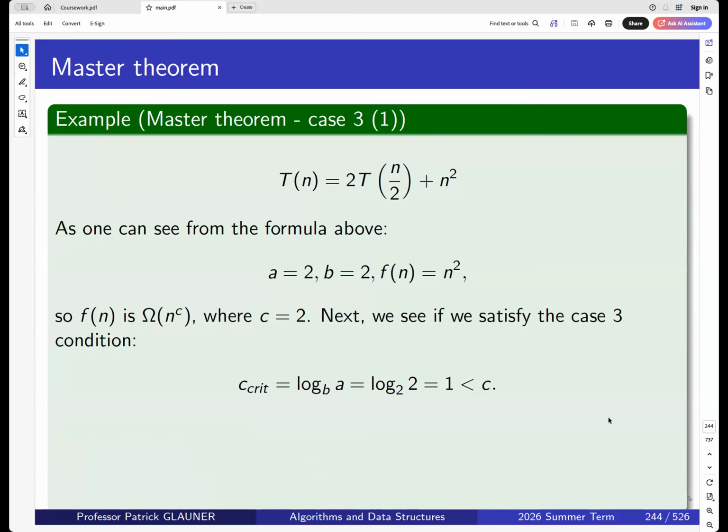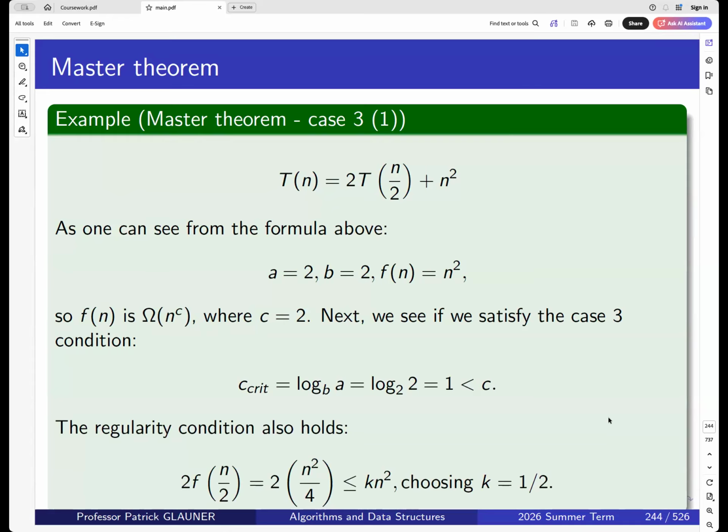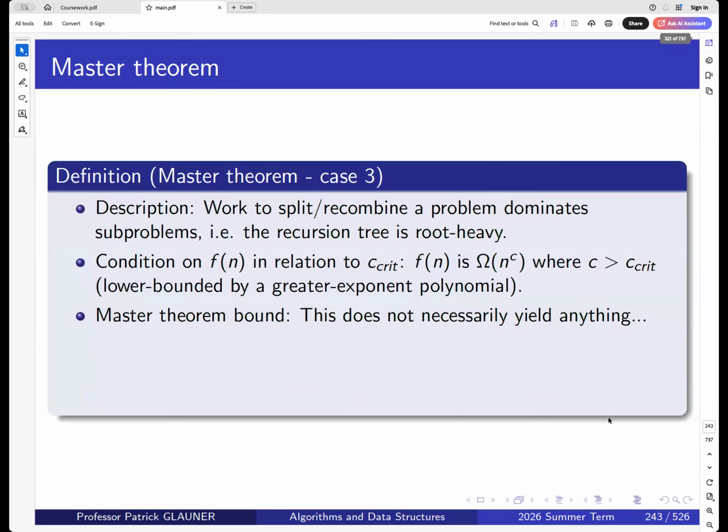Yeah, you can use any k as long as it's less than 1 for which this would hold true. I just picked a half for which this holds true, but you could pick other k's too as long as they're less than 1, in answer to your question.